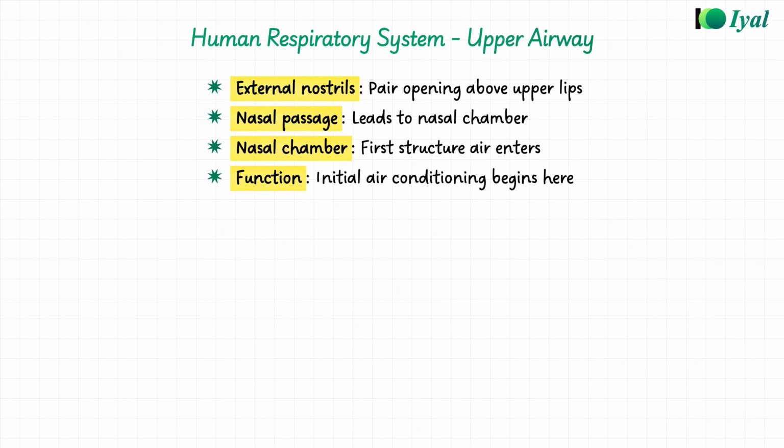Okay, so when you breathe in, where does the air go? First, it enters through the nostrils. You have a pair of nostrils, two of them opening out above your upper lip. These lead to the nasal passage and then to the nasal chamber. Simple, no? This is where your breathing journey starts. And important thing, the air gets cleaned and warmed right here in the nasal chamber. Some foreign particles get trapped.